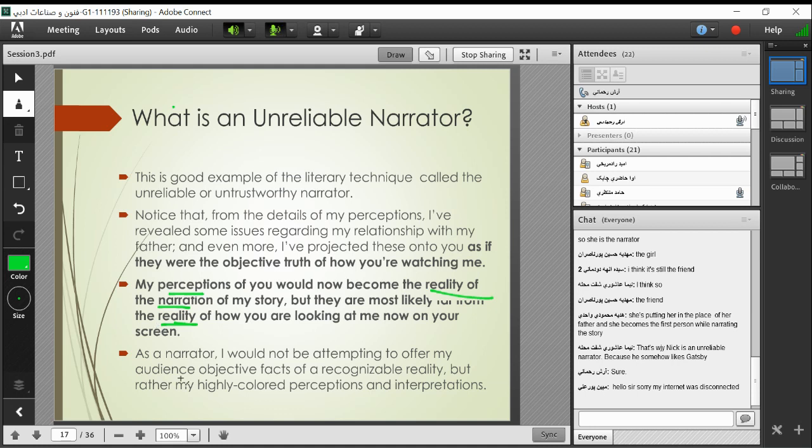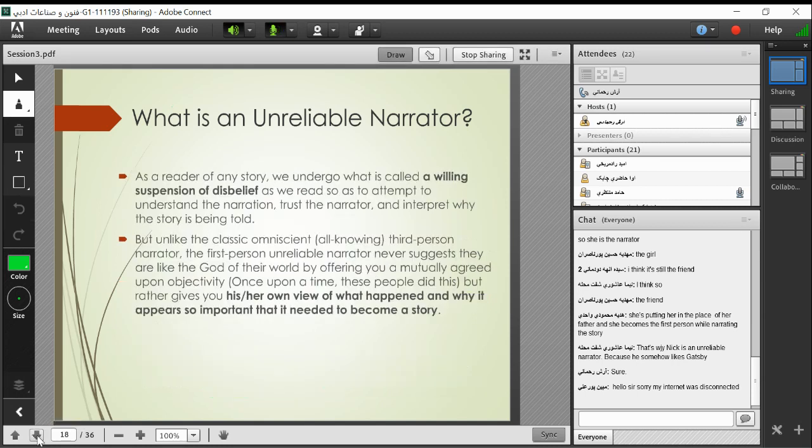Okay? So in this case, I wouldn't be attempting to offer my audience objective facts for recognizable reality, but rather, if I am an unreliable narrator, I am offering you a highly colored perception and interpretation as reality. یعنی من اومدم یه سری پرسپشن و اینترپریتیشن های شخصی رو قالب‌بندی کردم به واقعیت، میخوام این رو به عنوان واقعیت به تو بفروشم. This is how unreliable narration usually occurs.